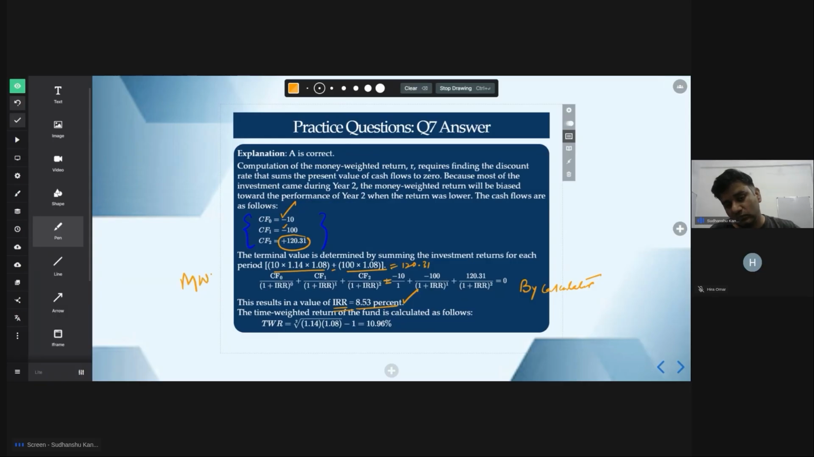If somebody asks you to calculate the time weighted return also, the time weighted return is very easy. Why is it very easy? Because you asked me what is the difference between the geometric mean and the time weighted return. The first sub period, the return was 14%, 1.14. The second sub period, the return was 8%, 1.08. And you take the square root, which is why you have this, so 10.96%.